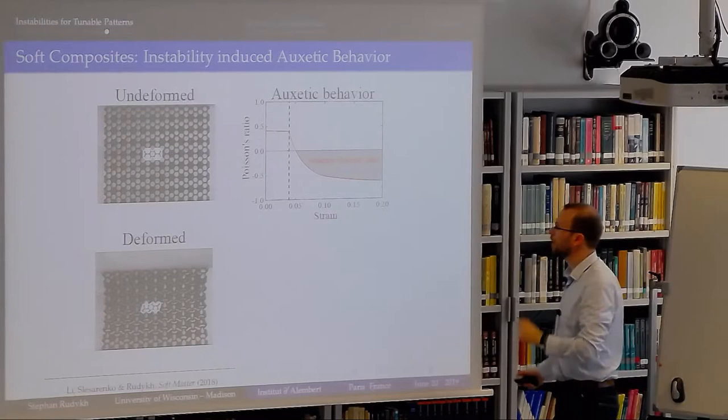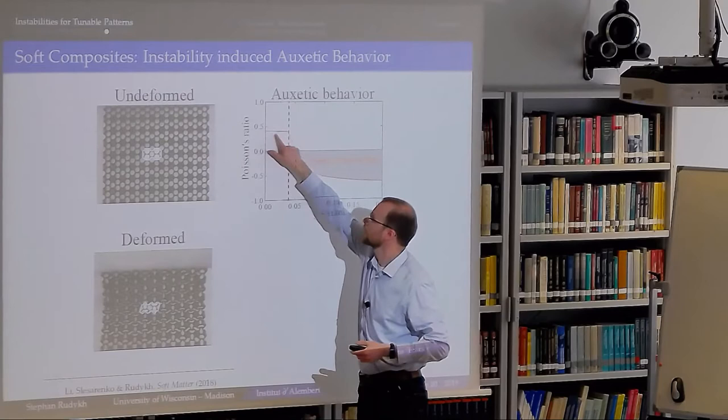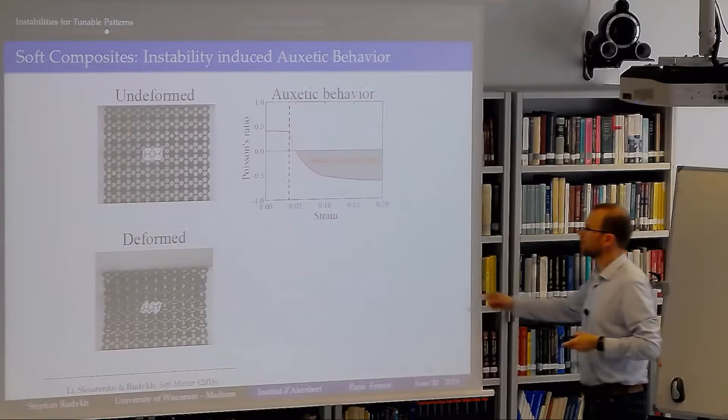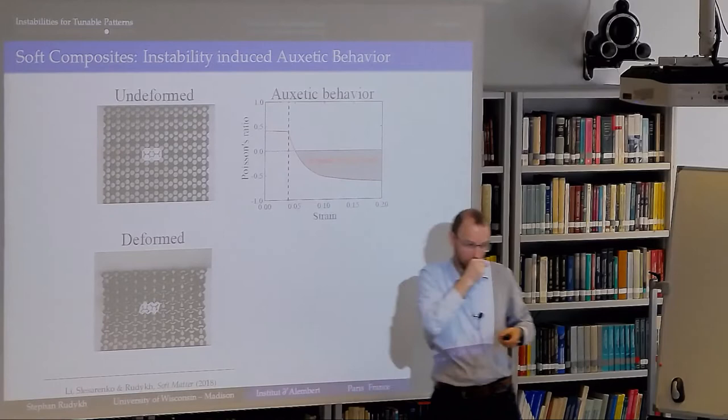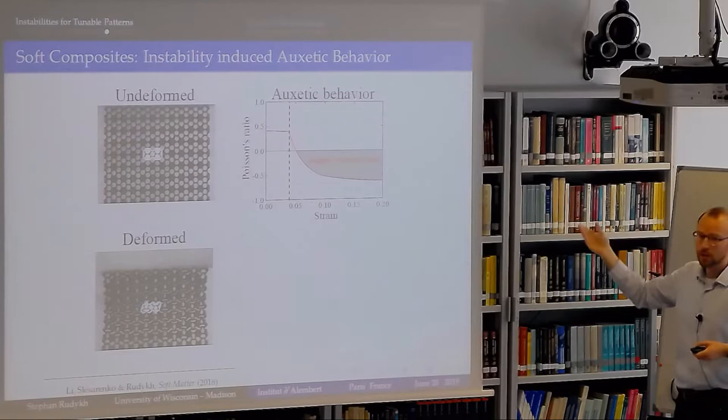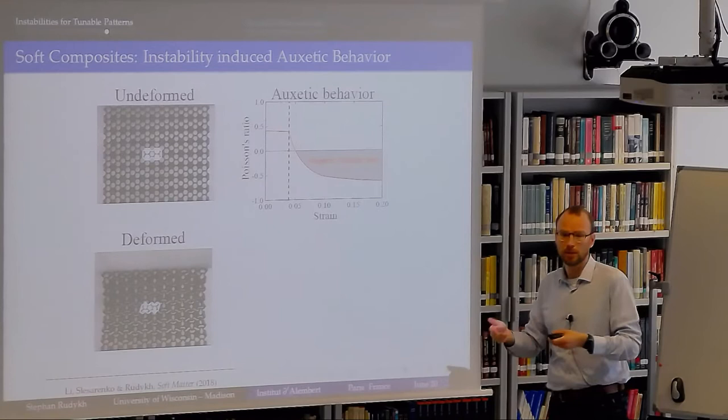There is a critical strain when it buckles. After that, we have something close to 0.5, not precisely, which is the normal behavior of the composite. And then we have a reduction to an effective negative Poisson ratio. But of course, the negative Poisson ratio doesn't really happen right after the instabilities. You need to deform it more, and then you can tune that with deformation. So in fact, this auxetic behavior is not directly related to instability. It's purely geometrical. It just makes the material go into that regime.